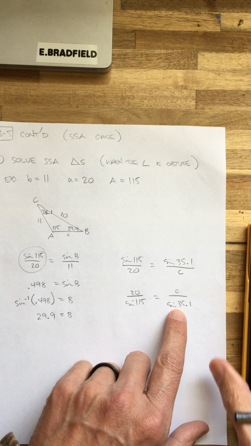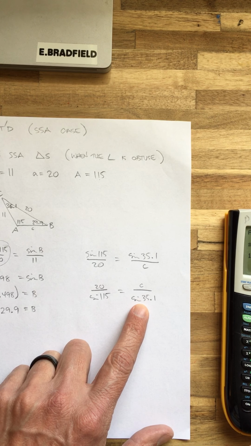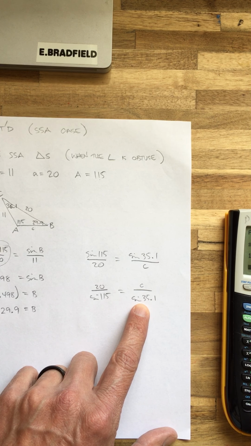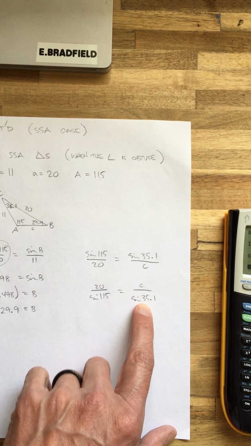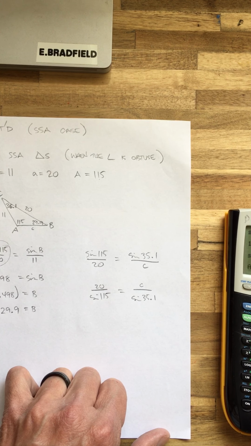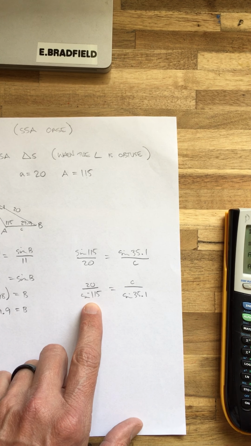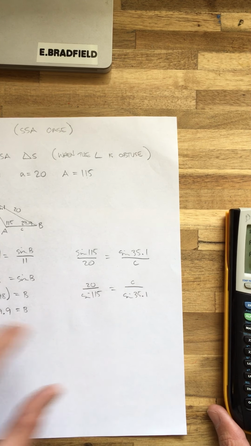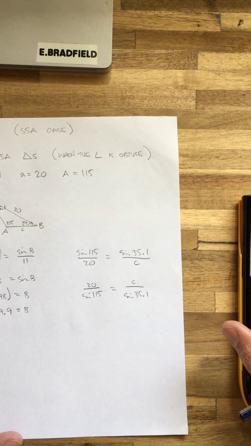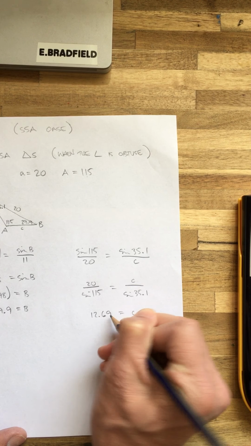So I'm solving for C. So I'm going to multiply by the sine of 35.1. Now I'm going to multiply it by 20, and then I'm going to divide it by, and I'm going to put parentheses just in case, the sine of 115. Okay, equals, and I get 12.69. So C equals 12.69.